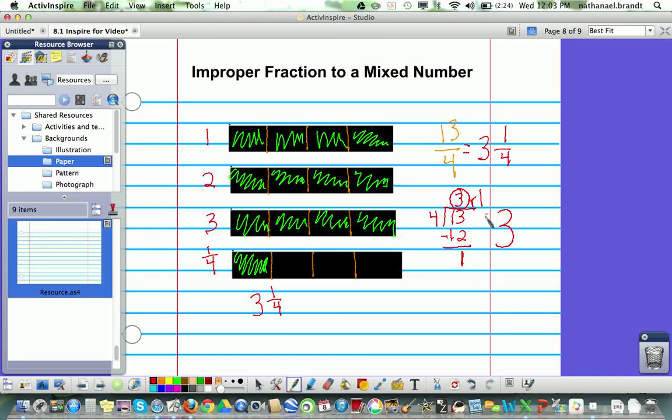That's my remainder. So my remainder, I'm going to use pink for this. My remainder becomes the numerator of the fraction, and then the denominator, how many pieces it takes to make the whole thing. In that case, we're dividing it by 4 pieces, so 4 is my denominator. So that's how you take an improper fraction and turn it into a mixed number.